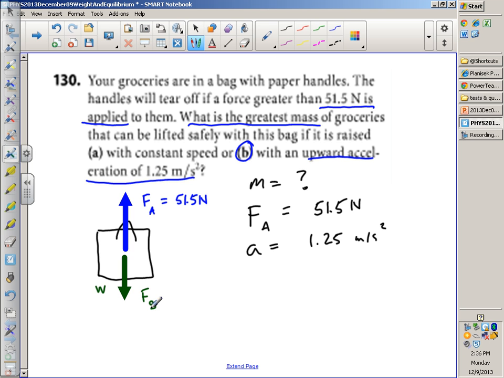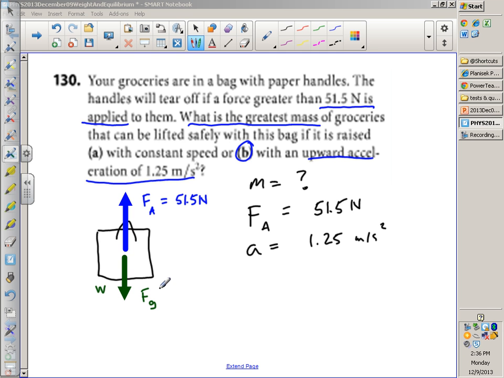Not that it is essential to solving this problem, but how big is this gravitational force going to be compared to my applied force? Bigger or smaller? Smaller. Why? Which way is the bag accelerating? Upward. So if we're going to have an upward acceleration, our upward force has to be bigger than our downward force. Not that you need to draw it that way, but getting in the habit of doing it might be a good idea.